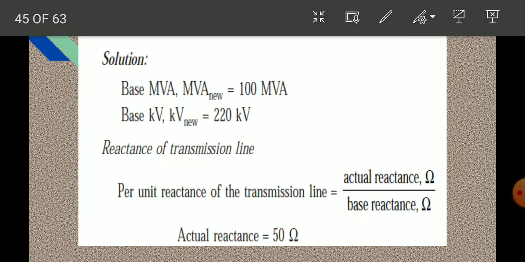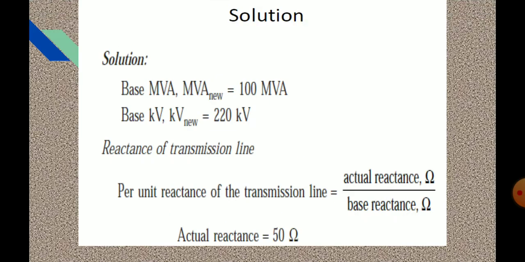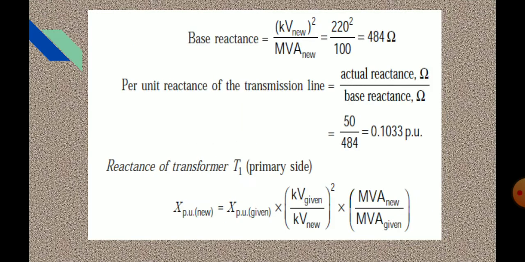The base kilovolt is 220 and the MVA is 100. Both values are substituted directly, and we get 484 ohms. This is the per unit reactance of the transmission line, which is actual divided by base: 50 divided by 484, so the value is 0.1033 per unit.